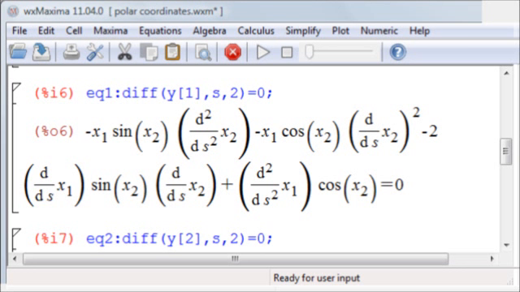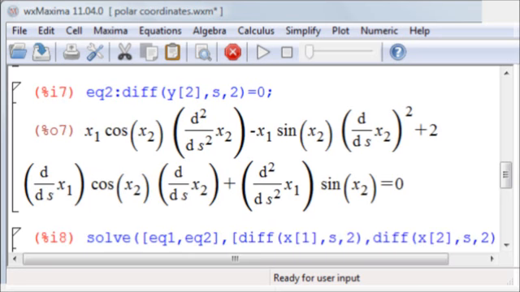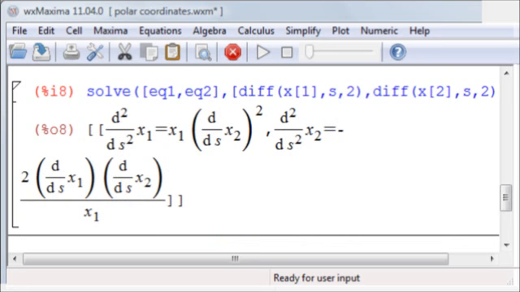I just put the blue stuff in. But equation 2 is that the derivative of y2 with respect to x, two derivatives, is equal to 0. Again, the black stuff all comes out of the computer. I then tell Maxima to solve the two equations, equation 1 and equation 2, for the second derivative of x1 with respect to s and the second derivative of x2 with respect to s. And it spits out the solutions.